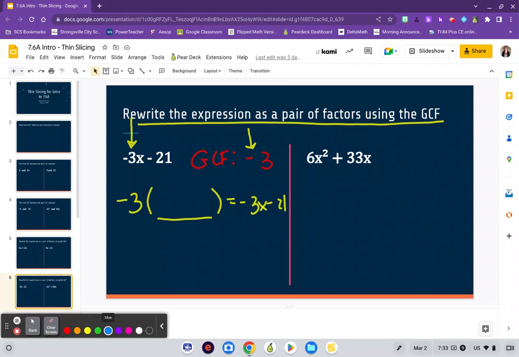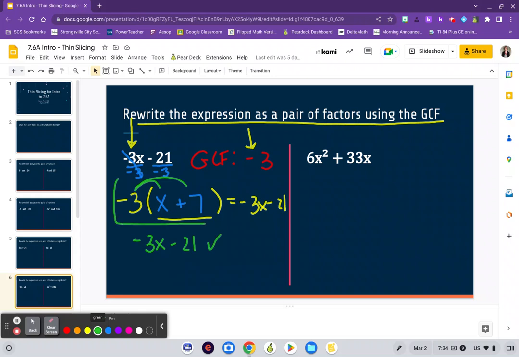Now, for some people, it's easy to see what has to get multiplied, and for others, it isn't. What I'm actually doing is dividing out that GCF from each of these terms. Negative 3 divided by negative 3 leaves me with an x, and negative 21 divided by negative 3 leaves me with a plus 7. Now, I can always go and check this, right? The 2 terms that I multiply together, these factors, should match what I was given. So negative 3 times x is negative 3x, and negative 3 times 7 is negative 21.